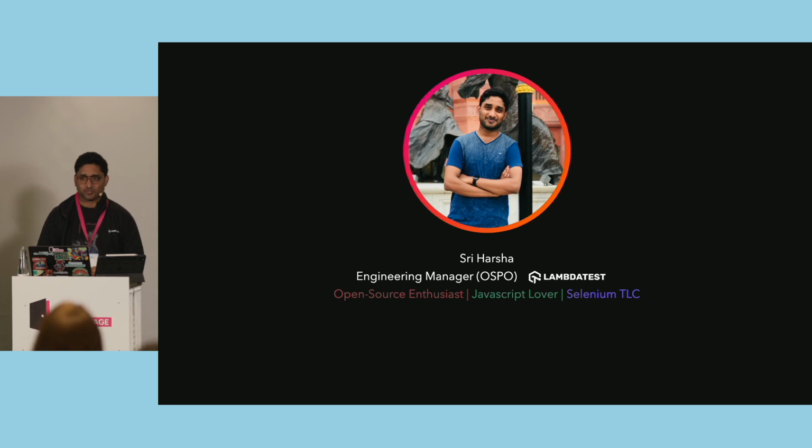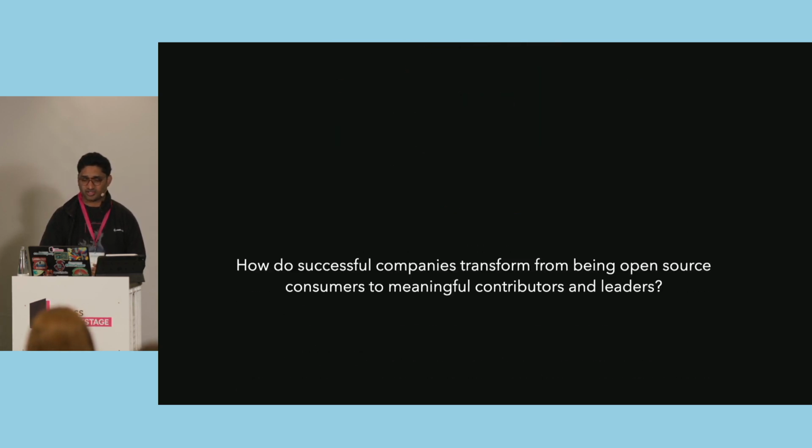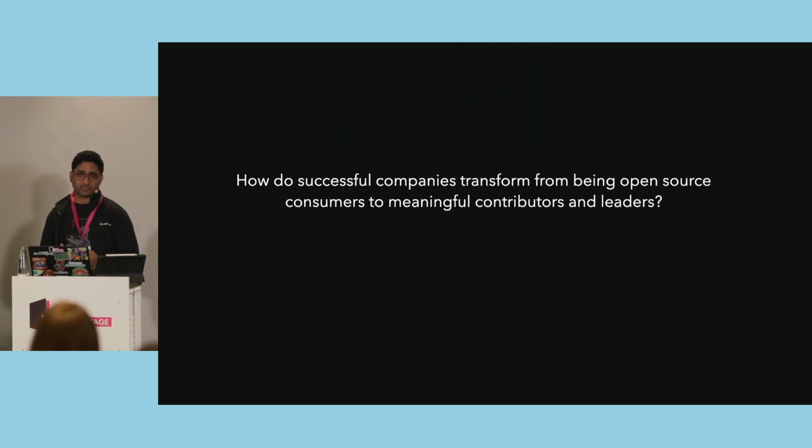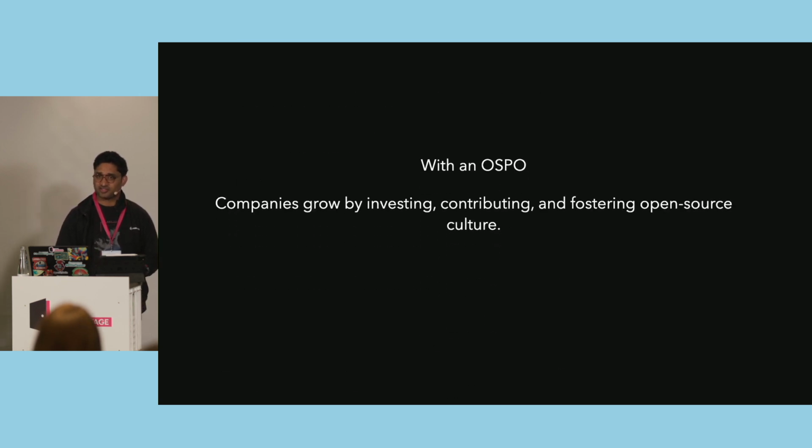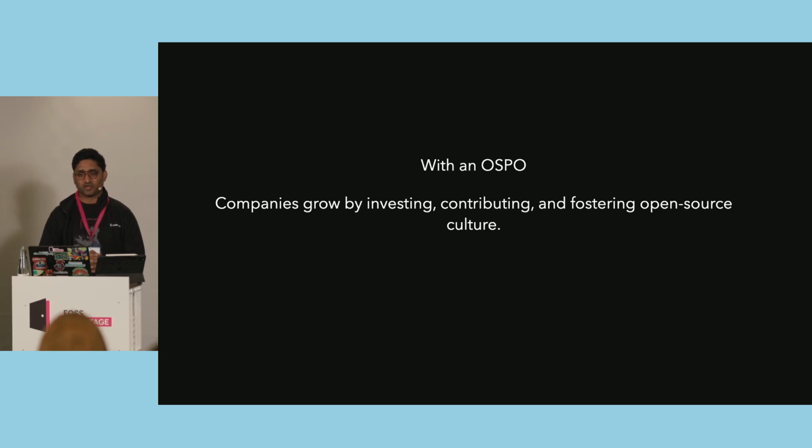So before going into the topic, I would like to set the stage with a question. How do successful companies transform from being open source consumers to meaningful contributors and leaders? At the heart of this transformation lies the Open Source Program Office. So what is an OSPO? An Open Source Program Office is a dedicated office in an organization that provides strategic value, governance, policies, and support for all the open source initiatives. To say it in short, an OSPO is a backbone. Think of it as the central nervous system of an organization for all your open source initiatives.